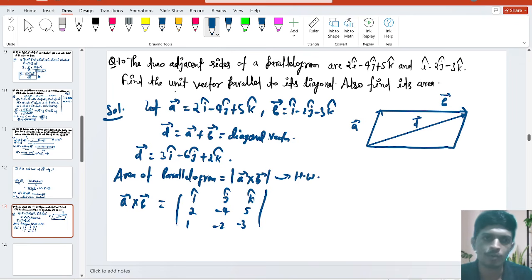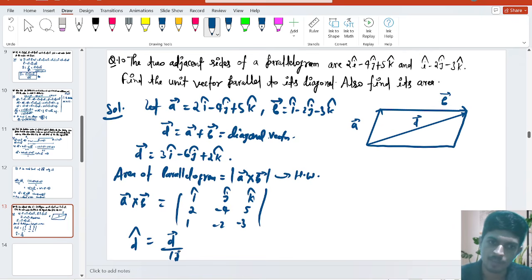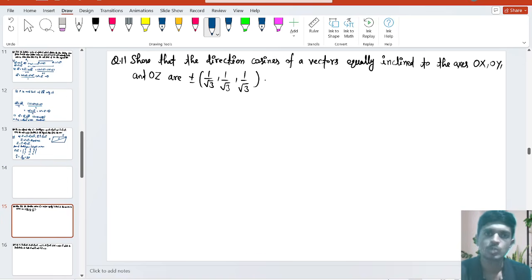And we also find the unit vector along the diagonal. The unit vector D cap parallel to the diagonal is simply vector D divided by the modulus of vector D. So this is also homework. Solve this and comment in the comment box. Okay, so proceed to the next one. Show that the direction cosines of a vector equally inclined to the axes OX, OY and OZ are these. So what is the solution?